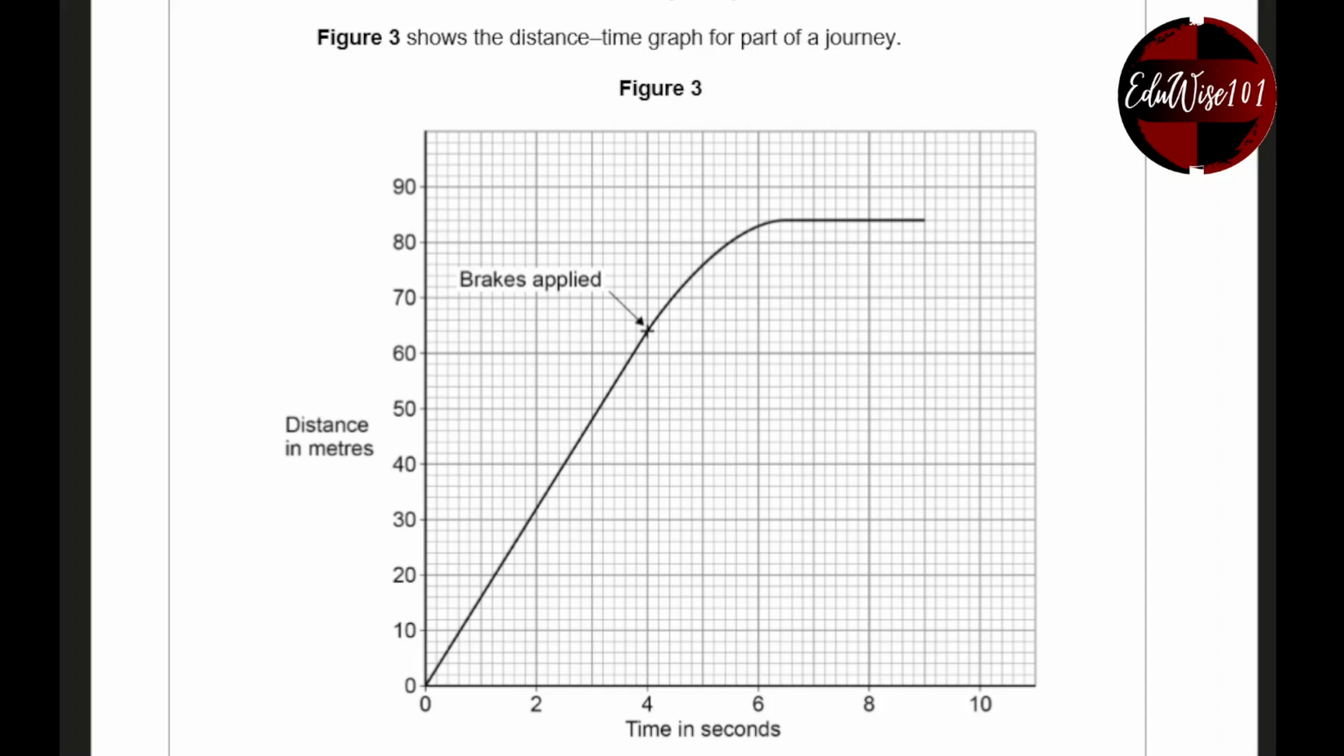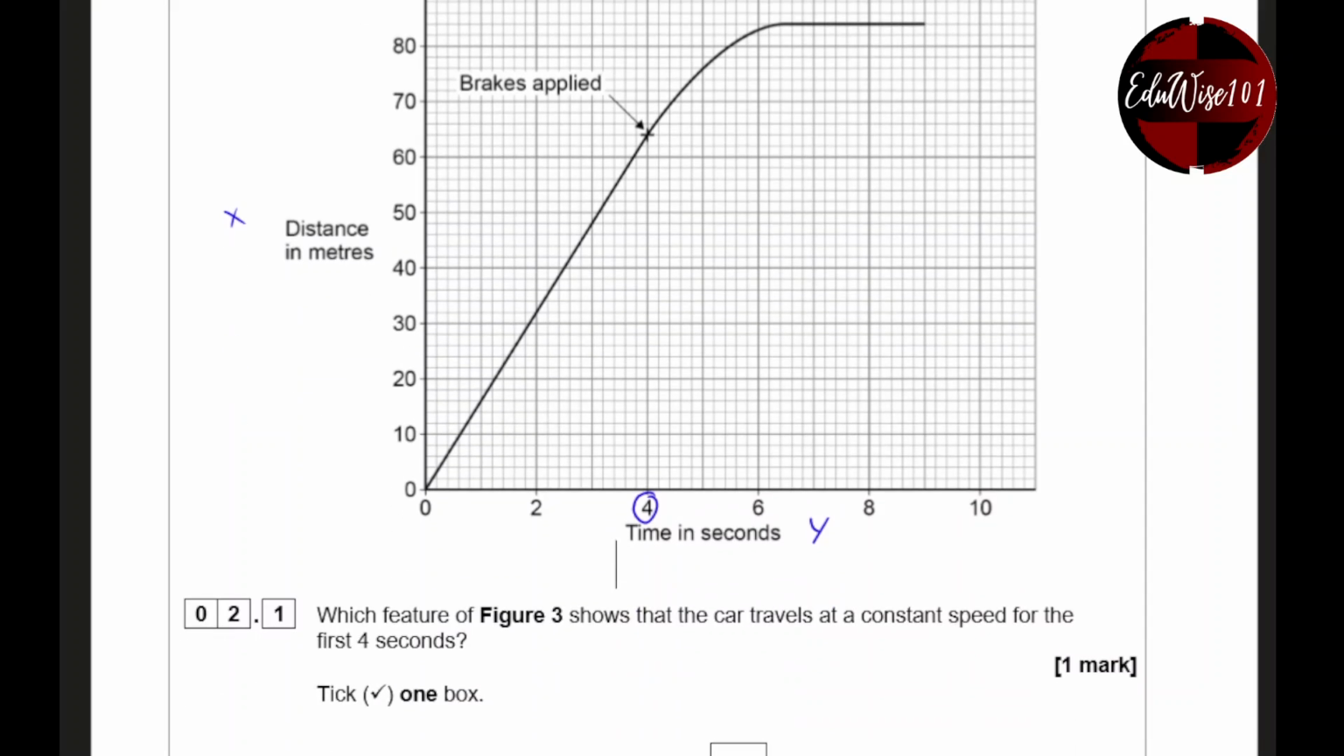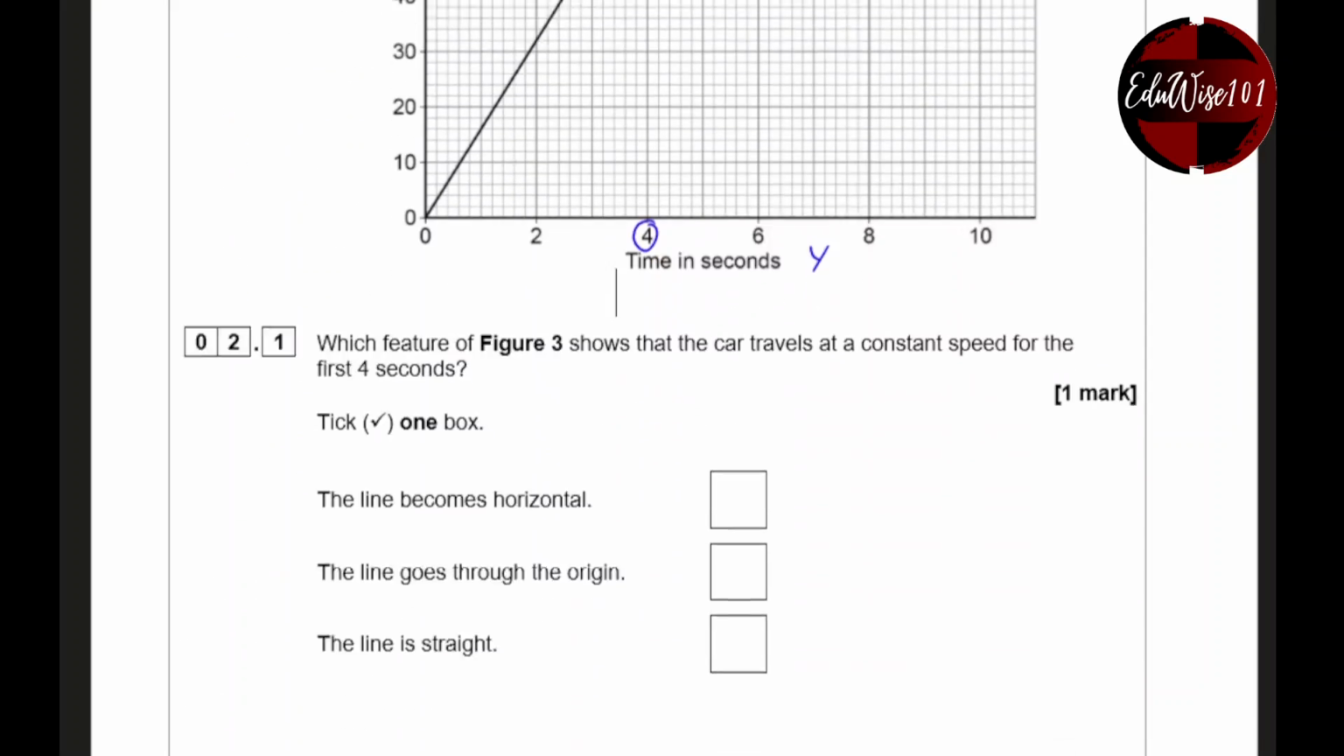So as you can see in the graph, you've got on the x-axis the distance in meters, and the y-axis is the time in seconds, going up to about 9 seconds. The line is going straight up, and they are showing the point at which the brakes are applied, which is about 4 seconds here. So let's have a look at question 2.1.